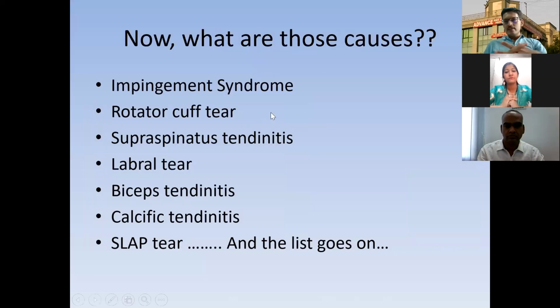Now there are several causes which can cause shoulder pain: impingement syndrome, rotator cuff tear, supraspinatus tendinitis or tear, labral tear, biceps tendinitis, calcific tendinitis, and SLAP tear. So lots of problems can give rise to pain in the shoulder.